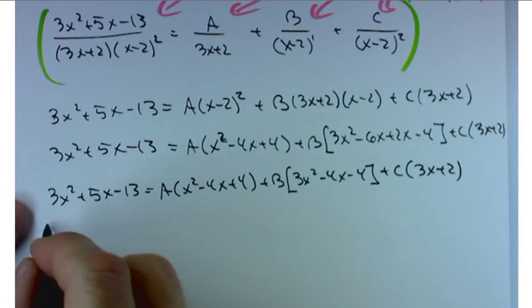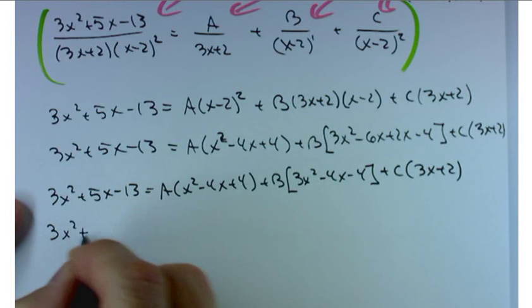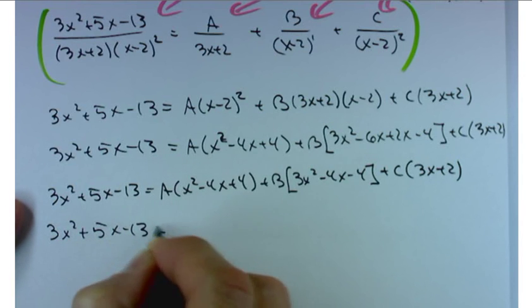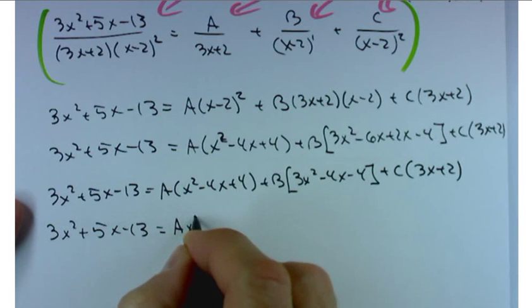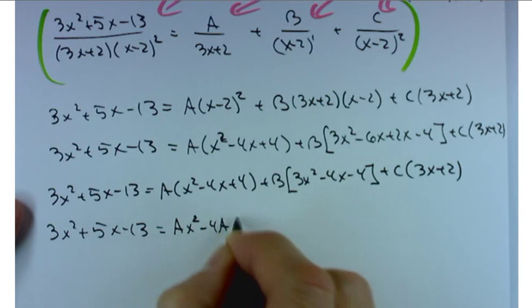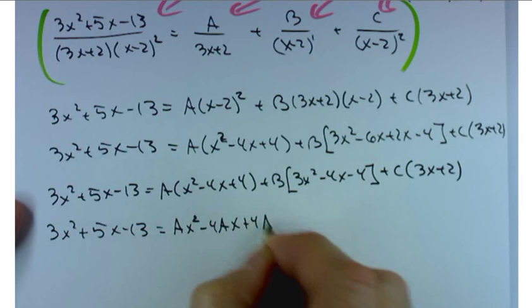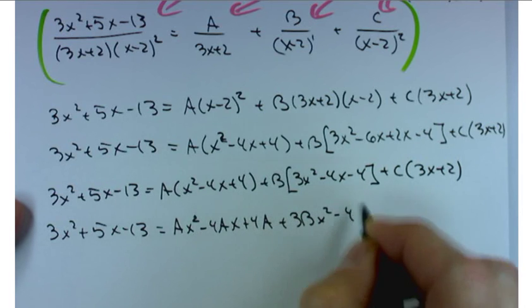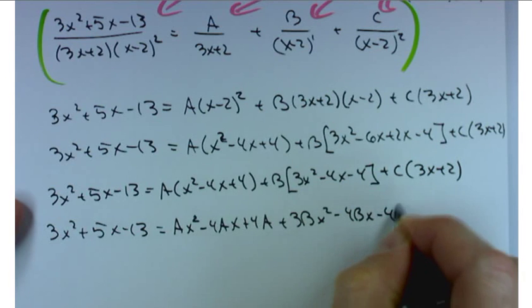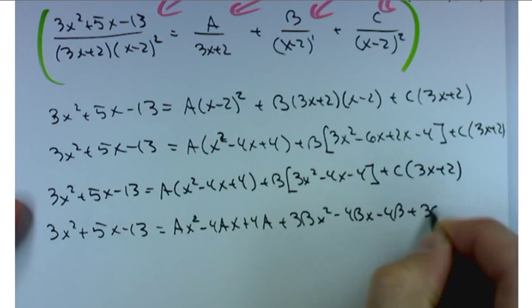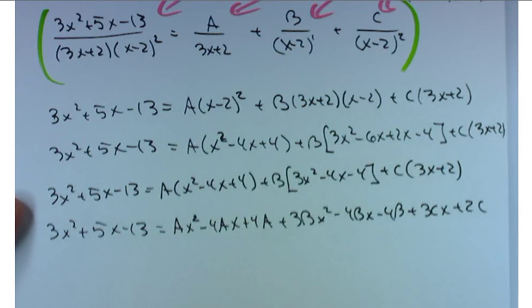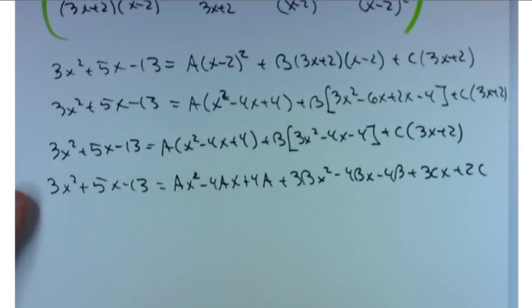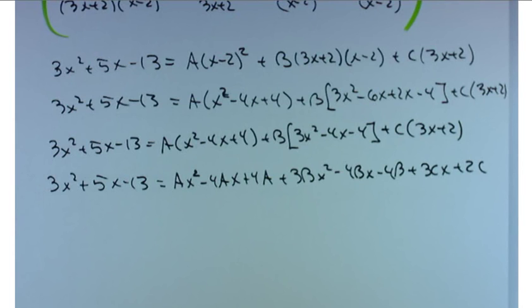Let's distribute these coefficients now. 3x squared plus 5x minus 13. Ax squared minus 4ax plus 4a plus 3bx squared minus 4bx minus 4b plus 3cx plus 2c. So I distributed everything. Now I want to group together like terms.